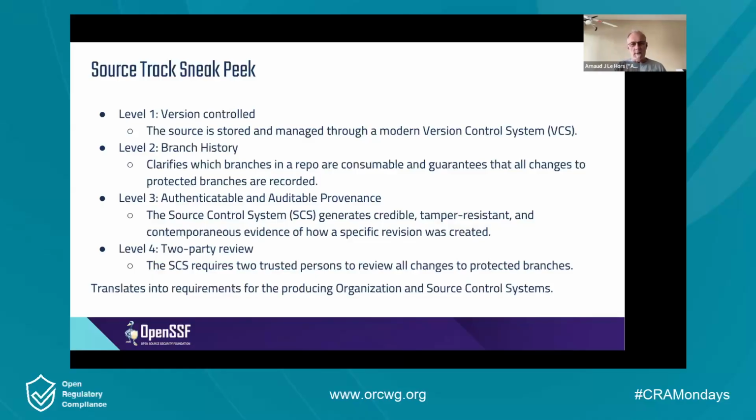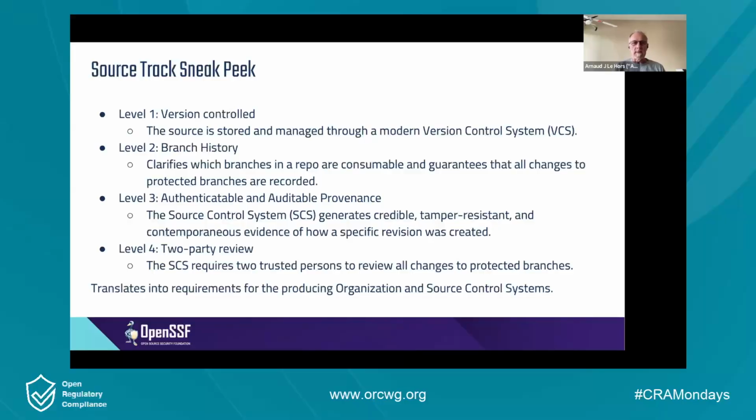Then at level 2, you talk about branch histories, like how do you protect branches? How do you make sure that you document which branch can be consumed, relied upon, and what guarantees are associated with those branches? And it's branches as well as tags, obviously, and so on.